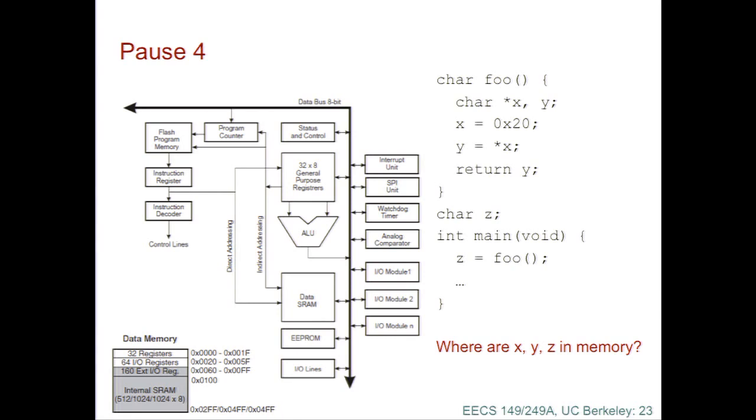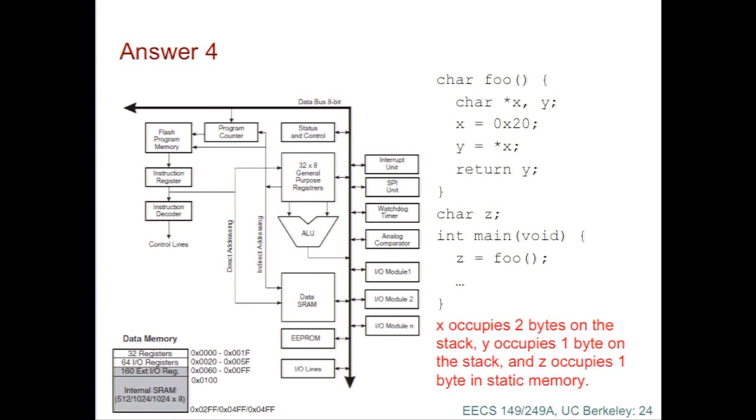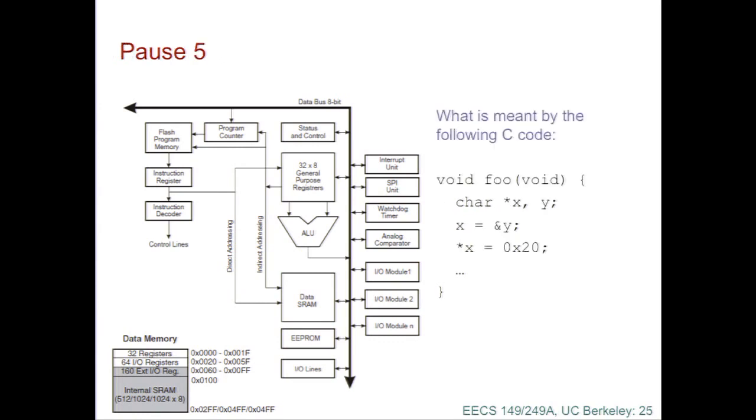Okay, that's pretty good. So how about, can you tell us? So these are the static memory and Y are on the stack. Right. And how big are they? So X is 16 bits address, Y is 8 bits, and Perfect. Good. Okay. All right. How about this one? So here's the first use of the ampersand.